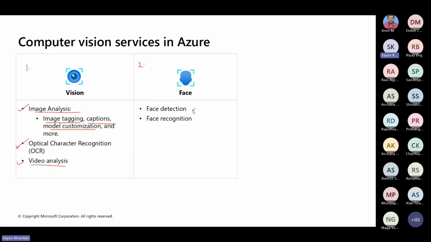Face service, on the other hand, allows you to perform these different tasks: detect a person's face in an image, recognize an individual based on their facial data. And once again, just like I mentioned, face recognition tampers with your personally identifiable information. Therefore, you need special permission from Microsoft in order to perform the face recognition feature.